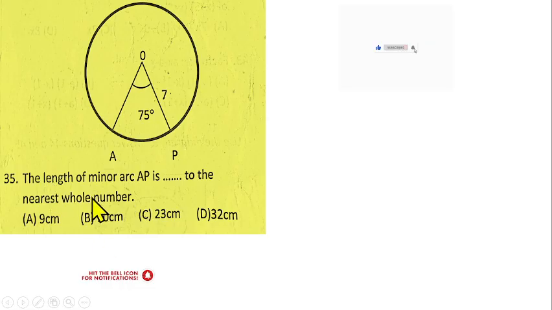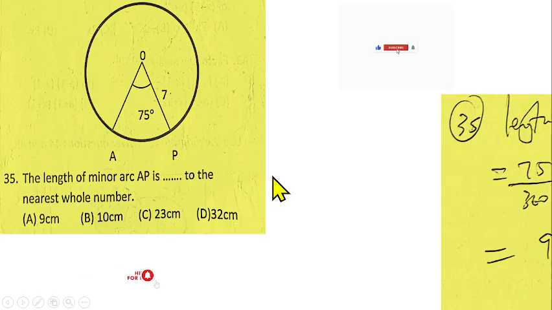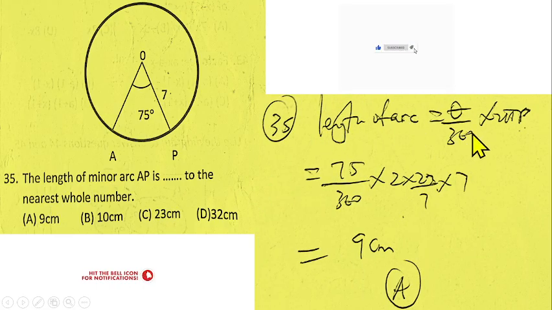Then question 35, you have to find the length of the minor arc AP. You have to find the length of this arc here from here to here, given the radius to be 7 and the angle at the center is 75 degrees. So the length of an arc is theta over 360 times 2 pi r. Theta is 75 over 360 times 2 times 22 over 7, which is pi.